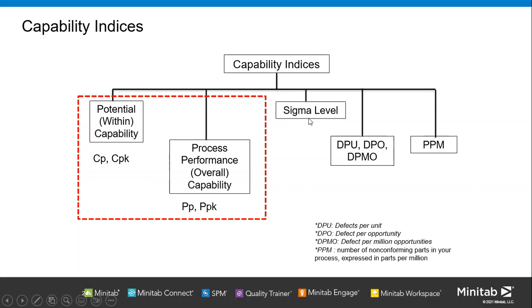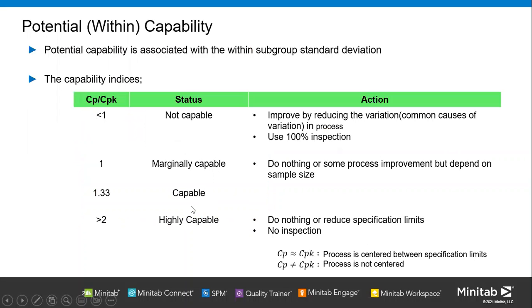We have sigma level, we have DPU or DPMO, and then we have PPM. Maybe different companies have different standards to evaluate the capability indices. But I think most of us use the potential capability, which is CP and CPK, and then we have the performance capability, the overall capability, which is PP and PPK. The potential capability is associated with the within-subgroup standard deviation. For this case, we look at 1.33.